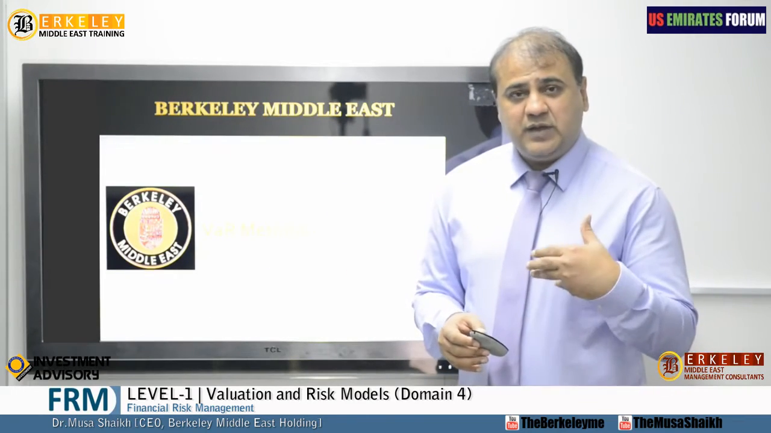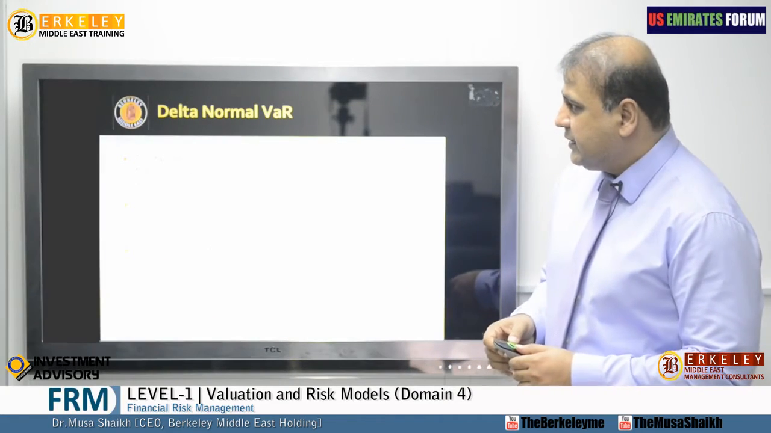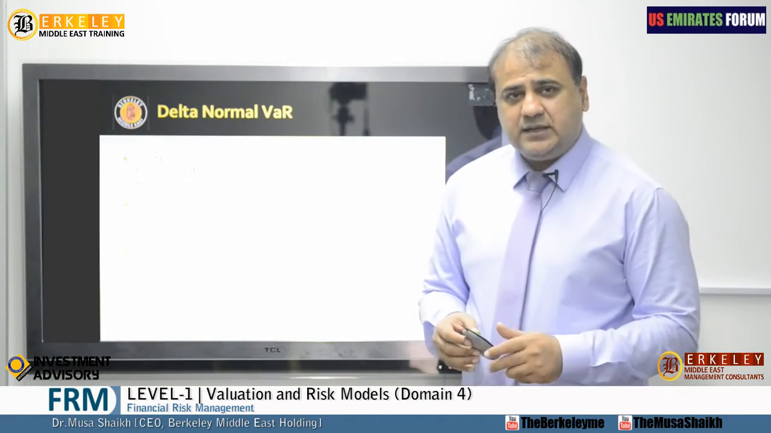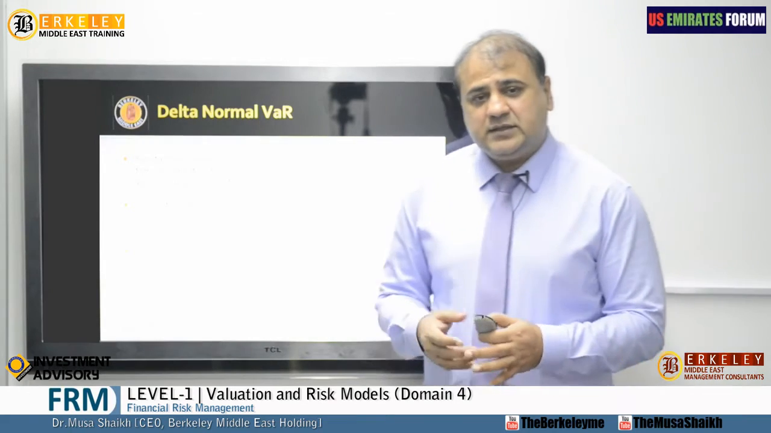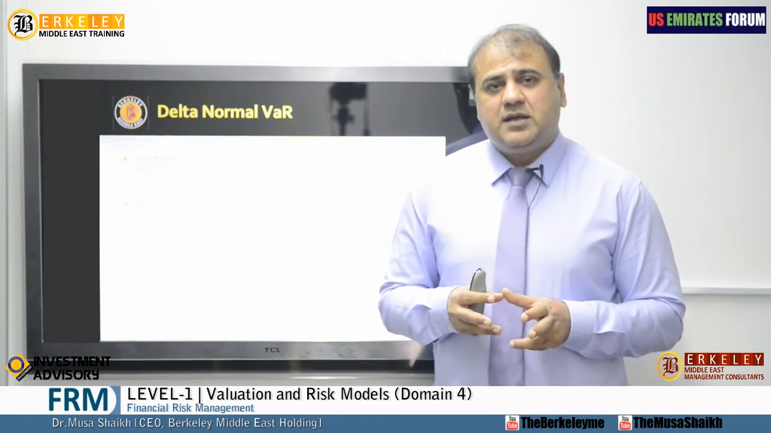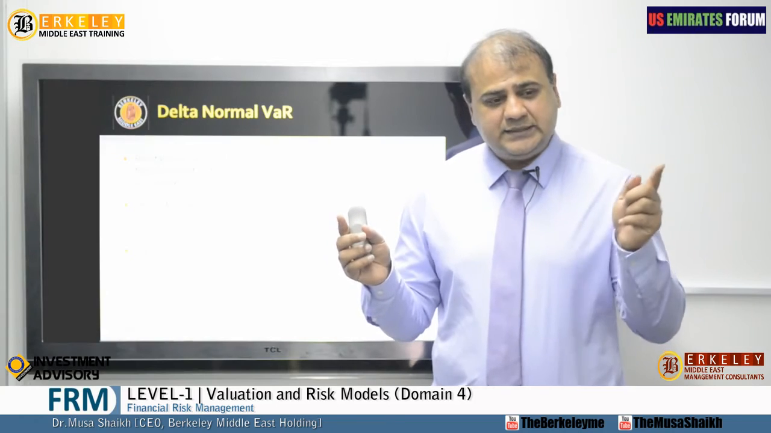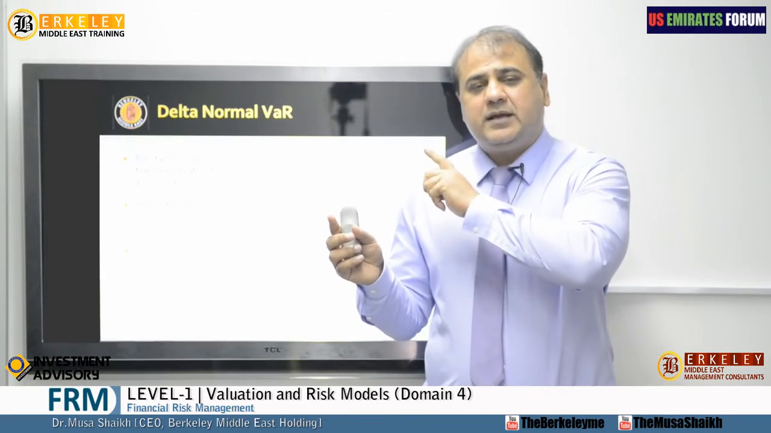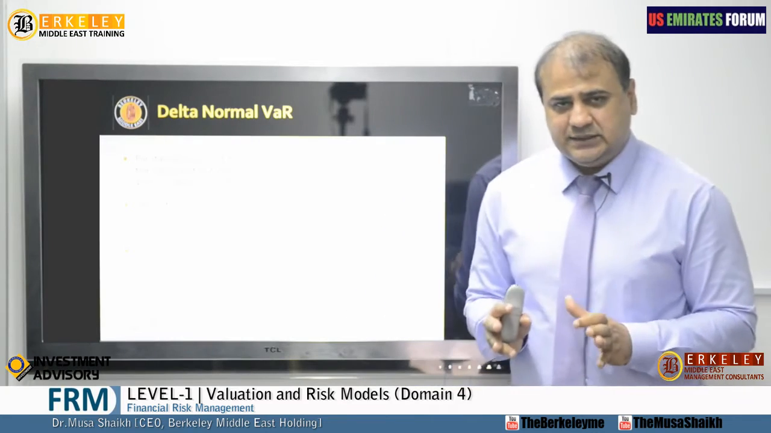We will start with value at risk methods and we will see the concept of delta-normal VAR, how it works. Always the statistical methods are followed by a normal distribution. It's like a bell-shaped distribution. Those who have a statistics background can easily understand.